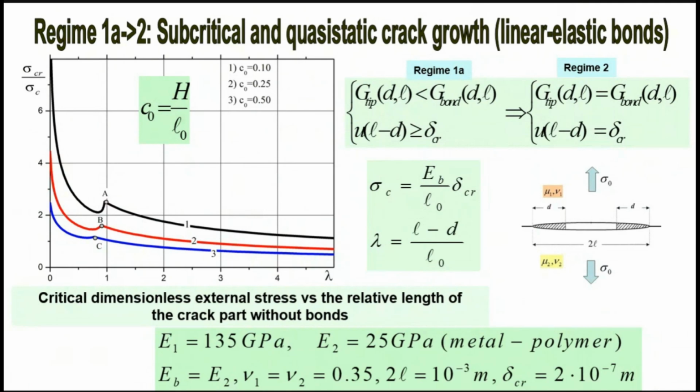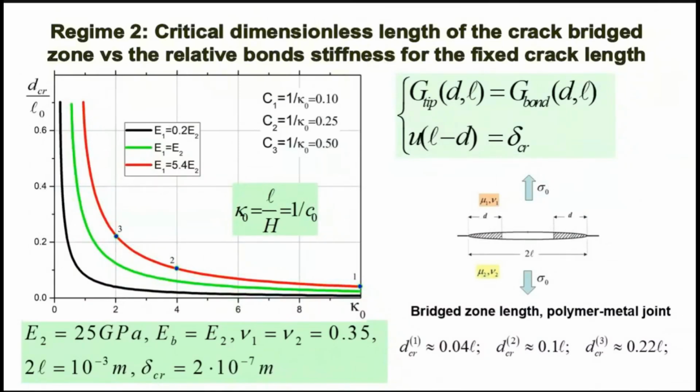For the value of initial relative bond compliance, the fracture process begins with breaking the bonds in the center of the crack when the condition of bond limit state is satisfied, followed by the transition to quasi-static crack growth. This graph shows the dependence of external load on the relative length of the part of the crack without bonds. Next, please.